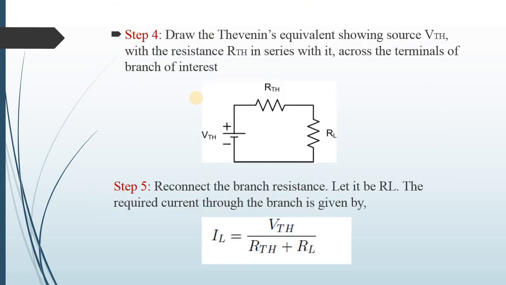Then the fourth step is to draw the equivalent circuit showing VTH in series with RTH. So in earlier steps you calculated VTH and RTH. Then in the fourth step, connect the branch of interest, that means the one you have removed earlier. And in the fifth step, you can calculate the current through that by using the formula VTH upon RTH plus RL.